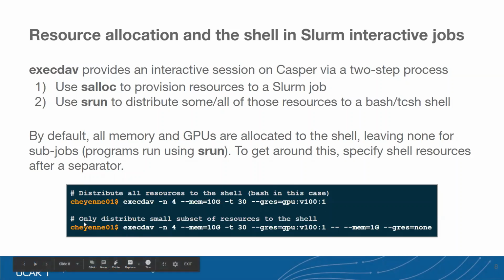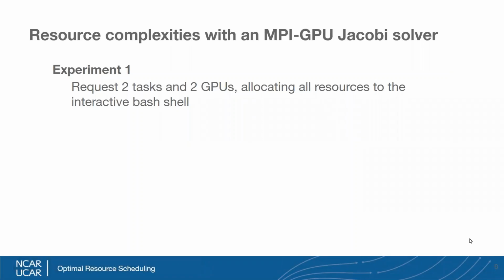A way to get around that is to only distribute a small subset of the resources to the shell process. Here I'm asking for the same resources in my job, but in my shell, I'm only going to use 1 gigabyte of the 10, and I'm not allocating any of the GPUs to the shell. I'm going to reserve those for other srun calls. This can yield some complex interactions.